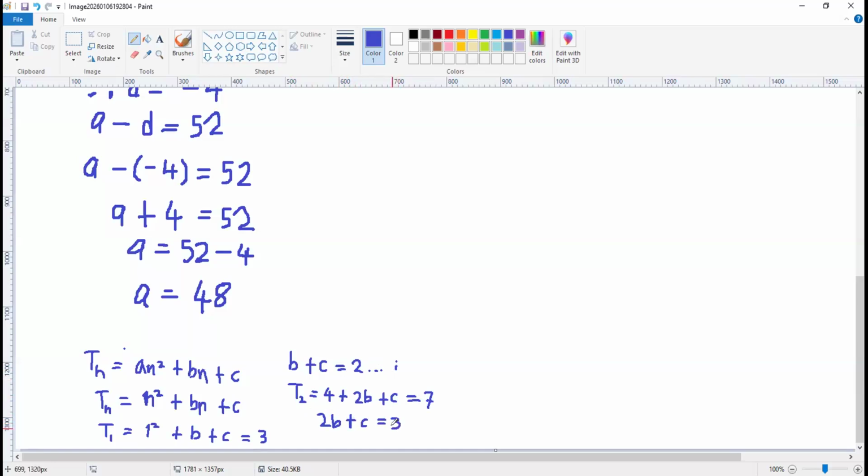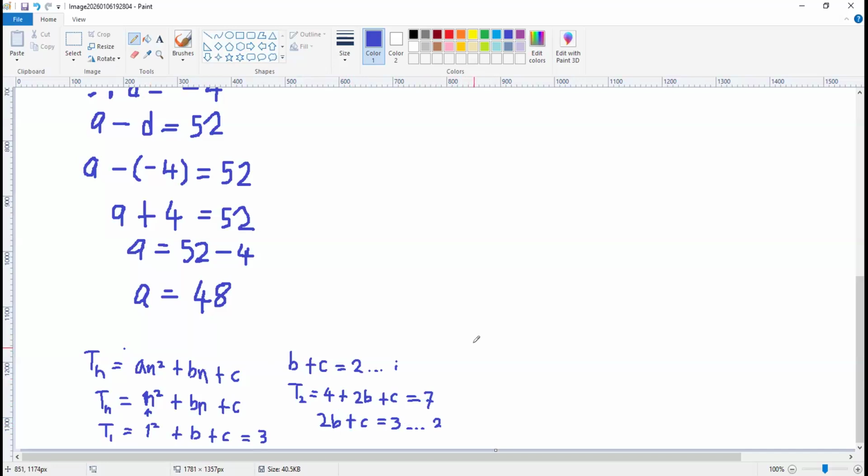Sorry, how did you get the 4? Okay, the 4. Here, you get the general formula that I got for the Tn. So since n is 2, 2 squared is 4. Yes, exactly. So 2b plus c equals 3. So this will be my equation 2. So are you good with simultaneous equations? Yes.